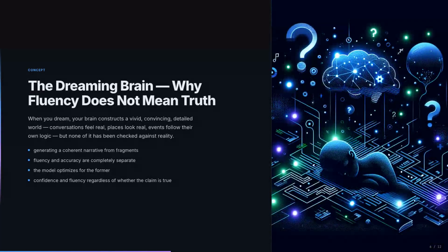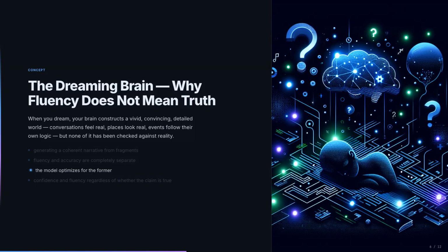When you dream, your brain constructs a vivid, convincing, detailed world. Conversations feel real, places look real, events follow their own logic, but none of it has been checked against reality. Your brain is generating a coherent narrative from fragments of memory and imagination with no external verification. LLMs generate text the same way. Every sentence is maximally fluent, grammatically perfect, and internally consistent because the model was trained on human written text that is fluent, grammatical, and consistent, so it learned to produce more of the same.